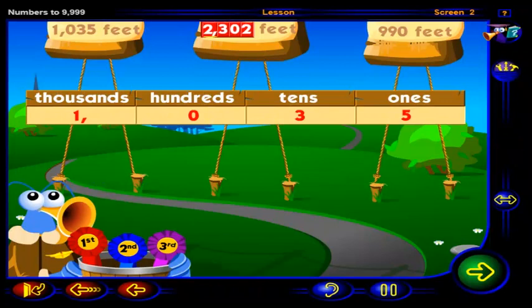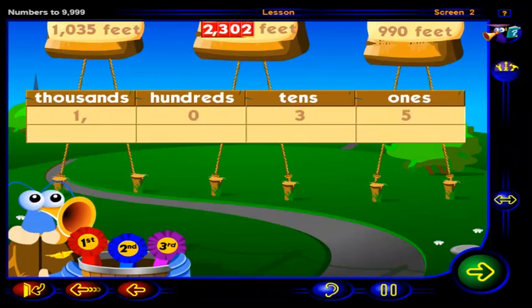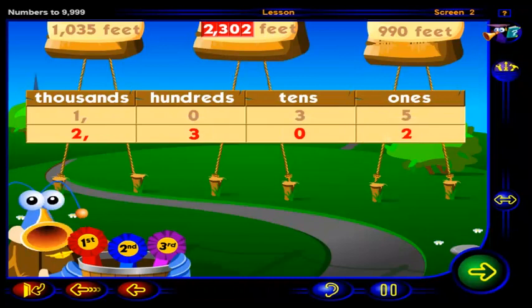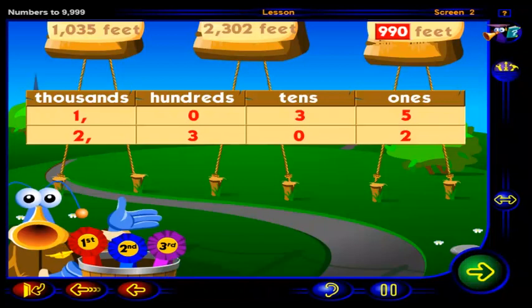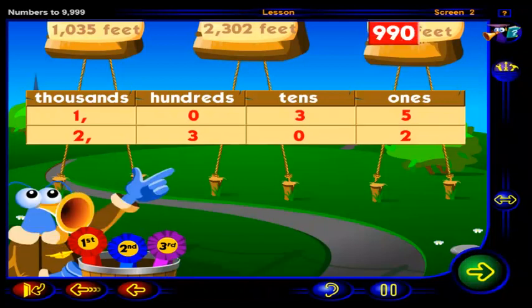Now click on this 4-digit number. There are 2 thousands, 3 hundreds, 0 tens, and 2 ones in this number. But what about this number? It only has 3 digits.